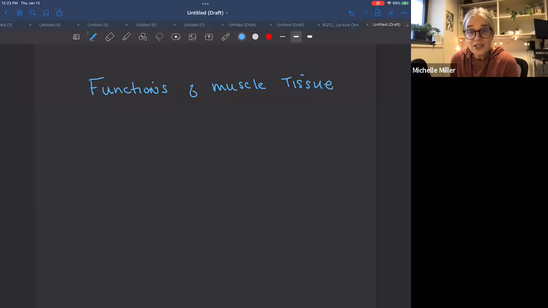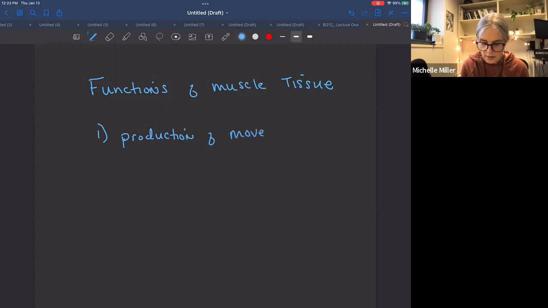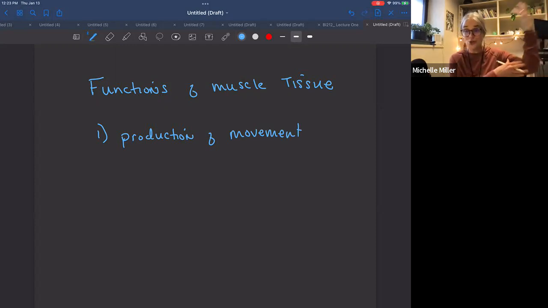So we can talk about the functions of the muscle tissue. And one is obviously that the muscle tissue can produce movement. So the production of movement. A good example of this is the skeletal muscles, which cause movement of our skeleton at the joints.